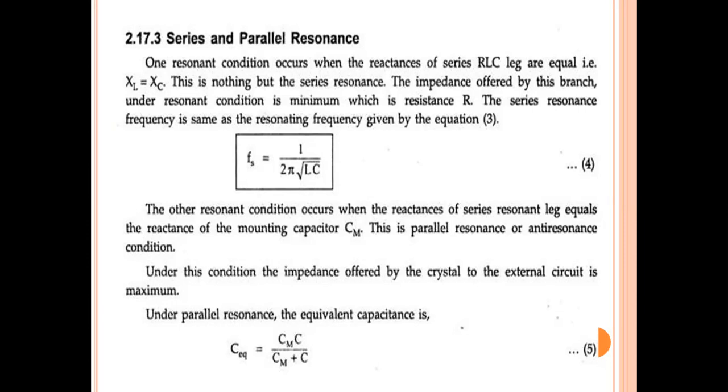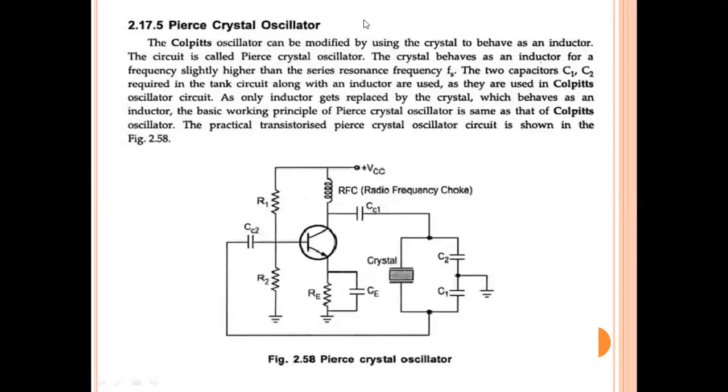Okay, so next one, Pierce crystal oscillator. This we have already seen in the previous slide. This type of oscillator is known as the Pierce crystal oscillator. We have a number of crystal oscillators, like the Miller crystal oscillator. Depending on the use of the crystal in the circuit, we can classify the types of crystal oscillators. So this is one of the crystal oscillators, the Pierce crystal oscillator. The Colpitts oscillator can be modified by using the crystal to behave as an inductor. So this circuit is called the Pierce crystal oscillator.